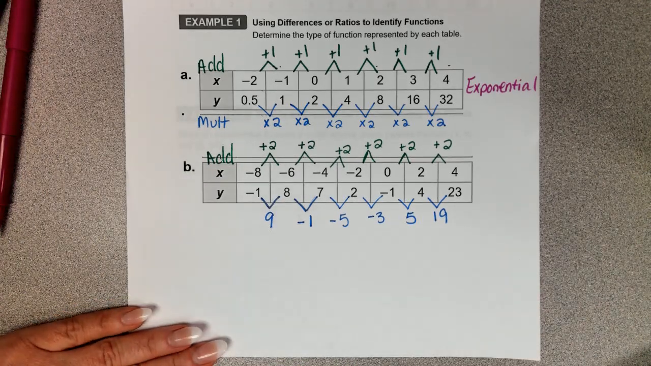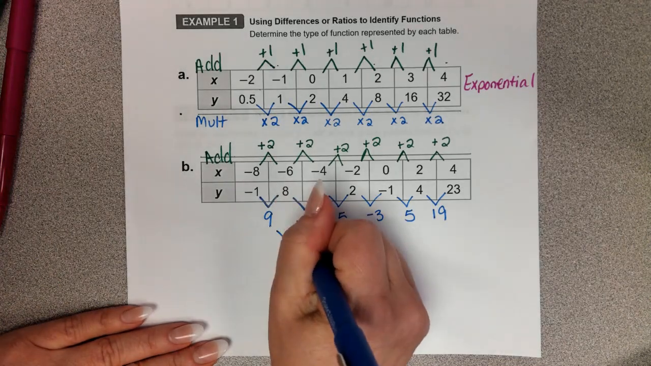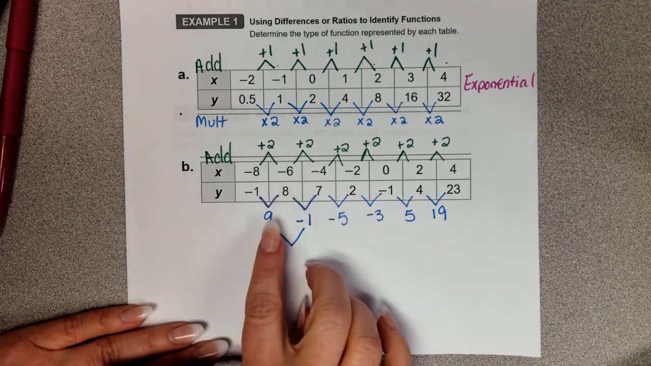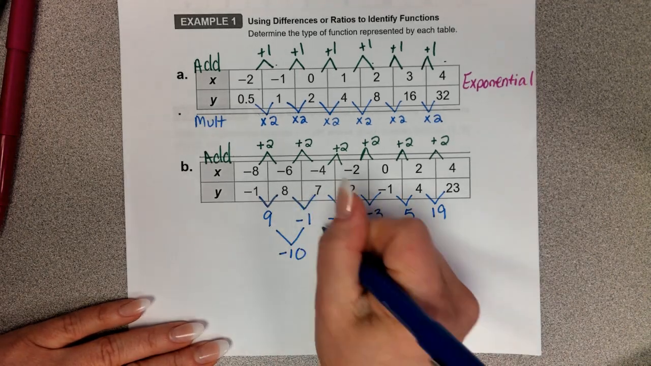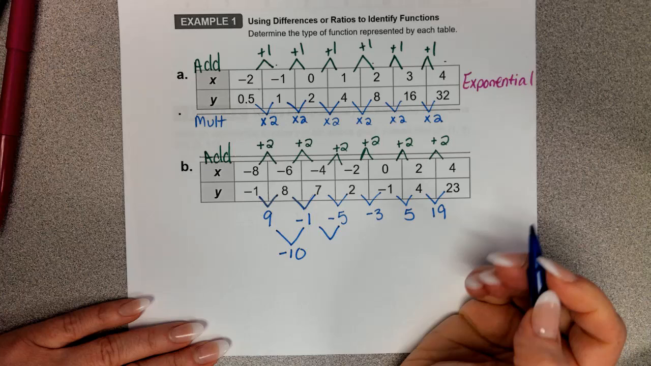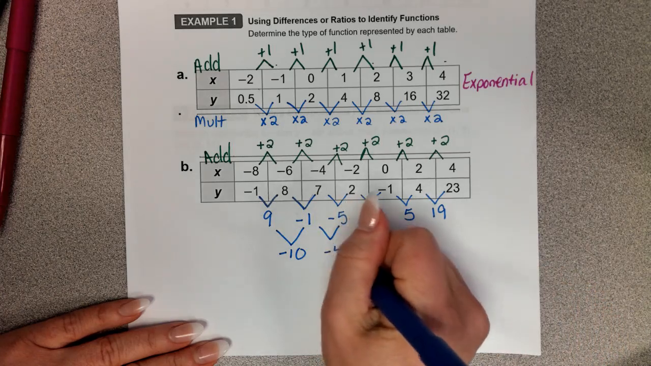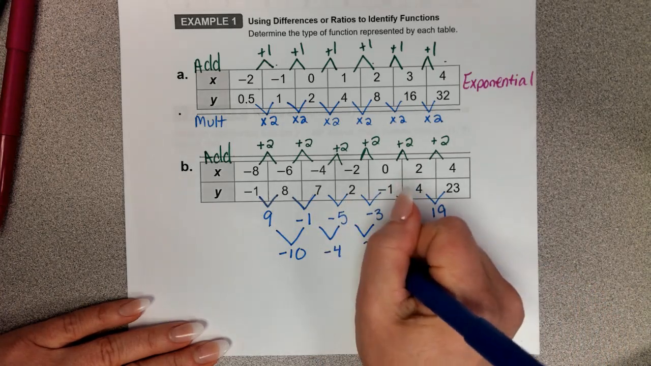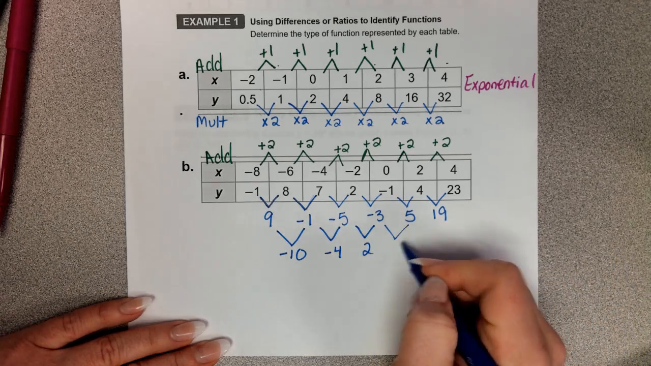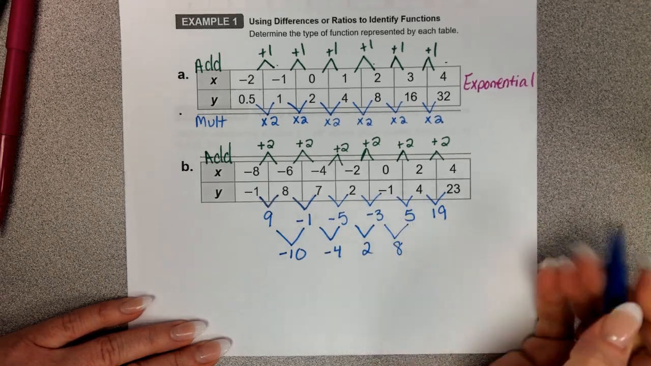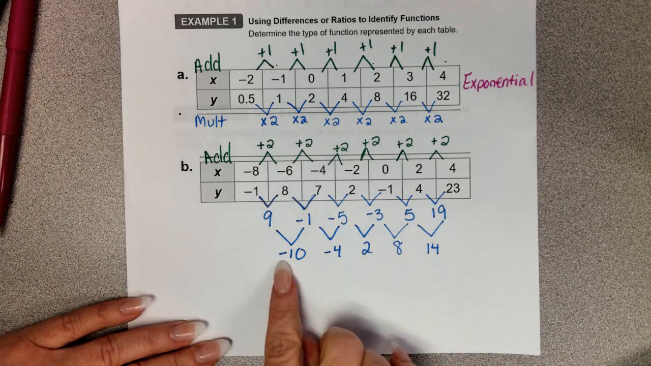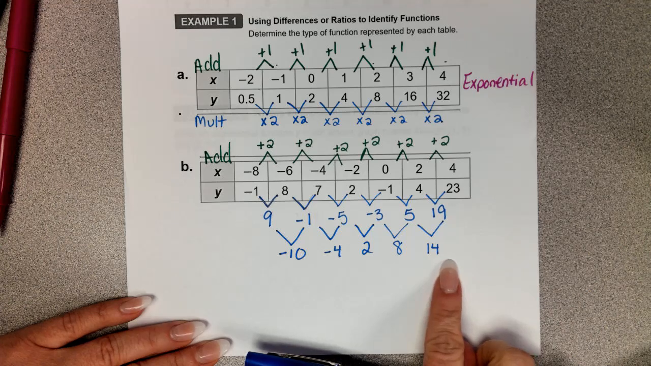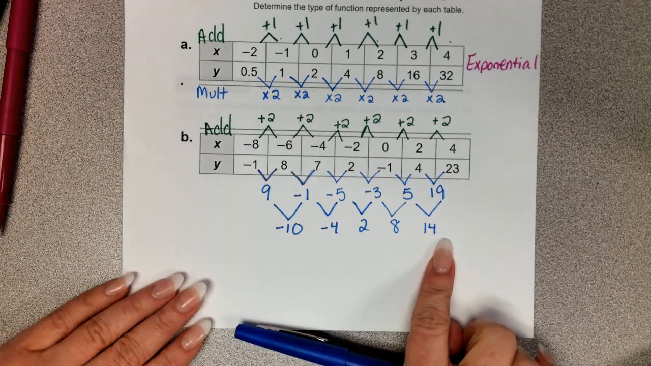So let me do the second addition or difference, however you want to think about it. So let's do another line. What would I add to get from 9 to -1? Well, I would add -10. -1 to -5, that would be -4. Negative 3 to 5, I'd add 8. Negative 3 plus 8 is 5. 5 plus 14 is 19. Again, these numbers are not consistent, so I need to try again.